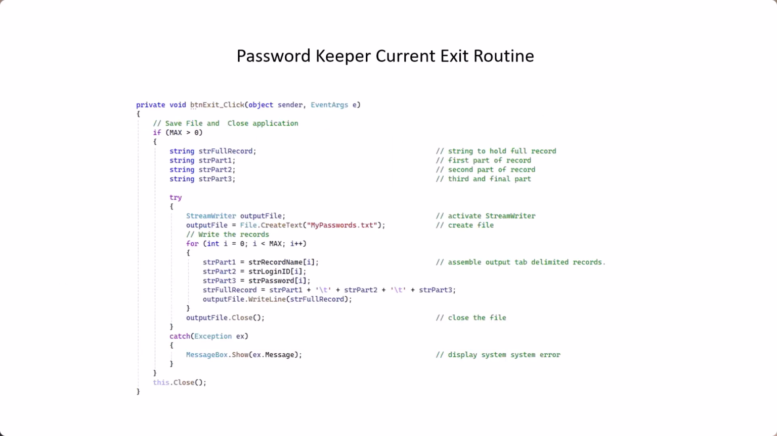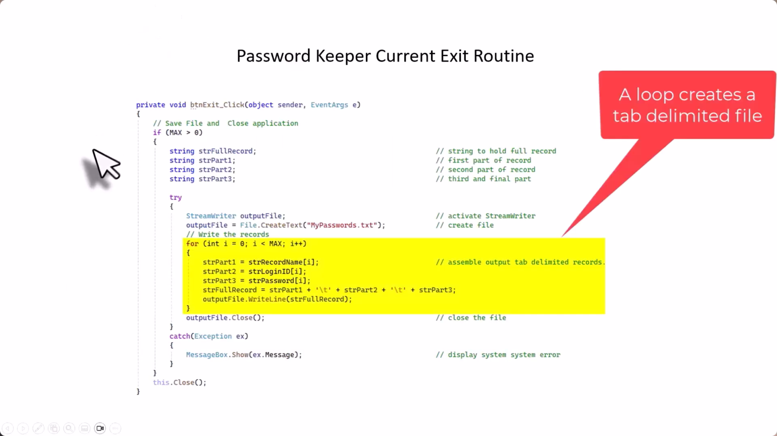Now, our current exit routine looks like this. We build a record, we end up creating that password file, and we loop through the array, take all 3 pieces, the record name, the login ID, and the password, and concatenate it to a string full record with tabs in between so it's tab delimited. We bring it into a spreadsheet if we wanted to, and it's readable there. Then we output it, and we're done.